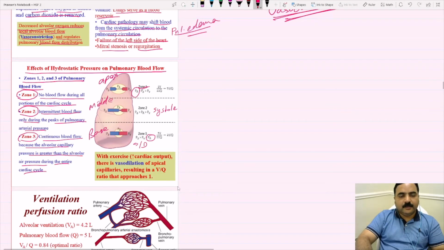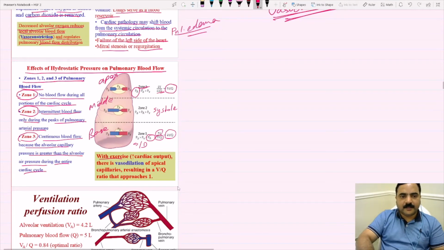Another concept we need to know about is the ventilation and the perfusion in the apex. The ventilation is less than the perfusion. Perfusion is very low here. So what happens to the ventilation perfusion ratio? It is high. In the base, both the ventilation and perfusion are more, but perfusion is more than the ventilation. So what happens to the ventilation perfusion ratio? There is a decreased ventilation perfusion ratio here.